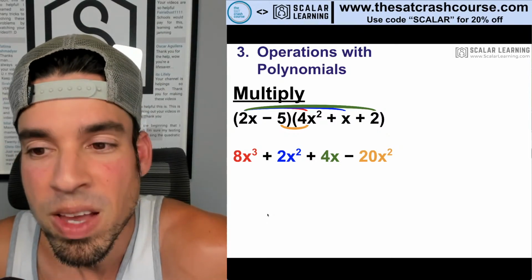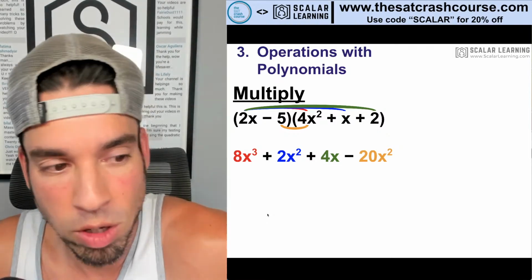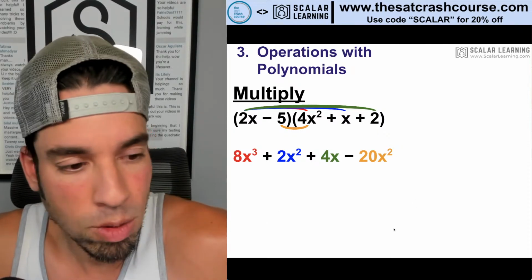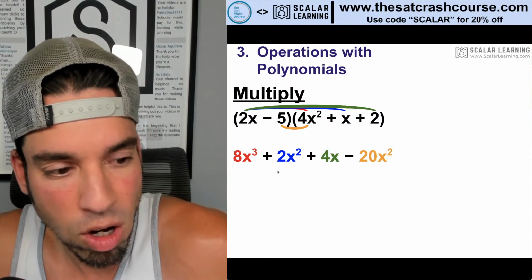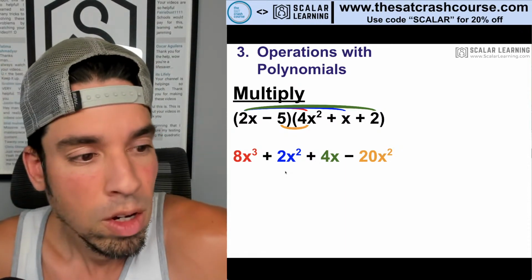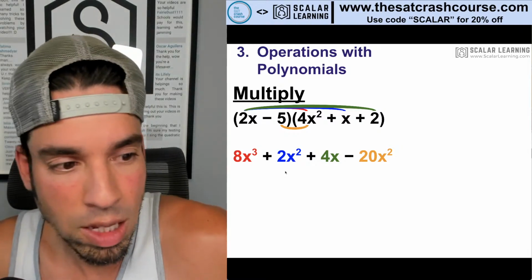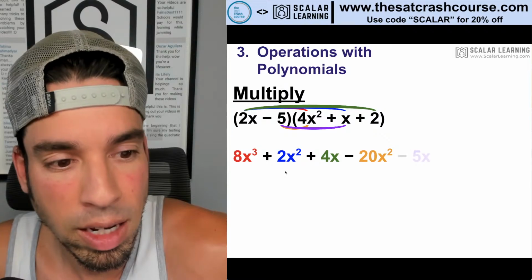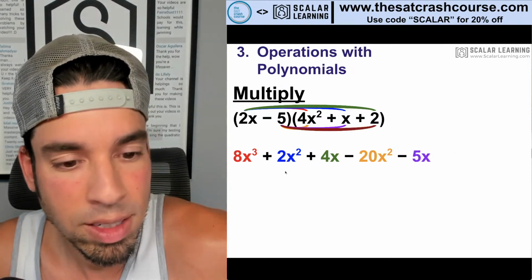Oh, no, actually, never mind. I usually like to place it underneath the 2x squared. Here, I'm just doing it linearly for the sake of this example. But when I'm doing it on the test, I like to put this underneath the x squared so I know what's going to combine. It's all right there. But anyways, so then we've got negative 5, and now we're going down the line: times 4x squared, negative 20x squared. Negative 5 times x, negative 5x. And negative 5 times 2 is negative 10.